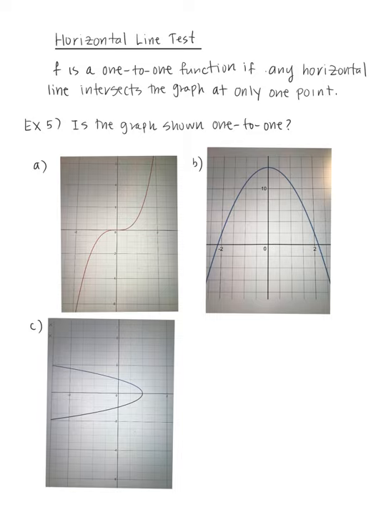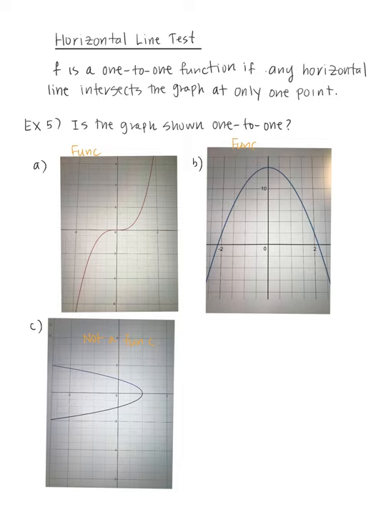Let's do an example. Example 5: is the graph shown a one-to-one function? So what I did was I just busted out the same graph that we talked about when we were learning about the vertical line test. Now remember that A and B, we determined that those are functions, right? So let me just write it as function. We already discovered that. But the last one was not a function.